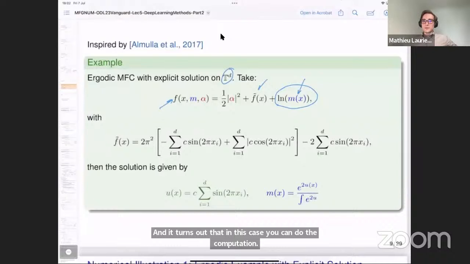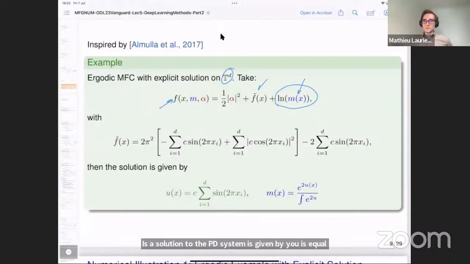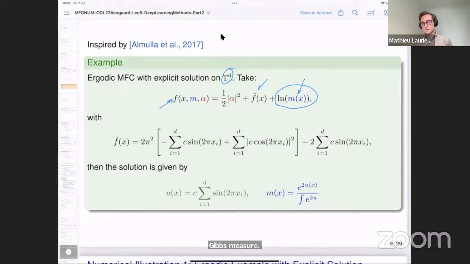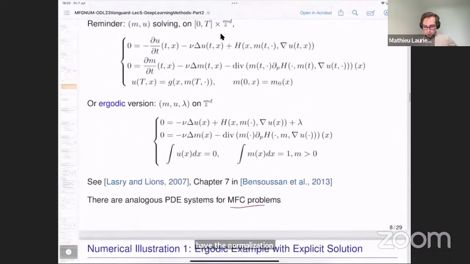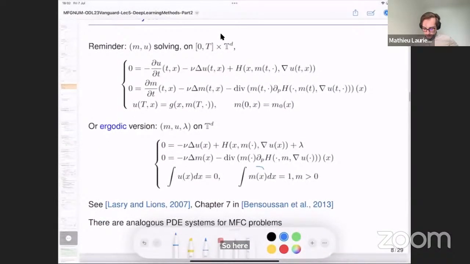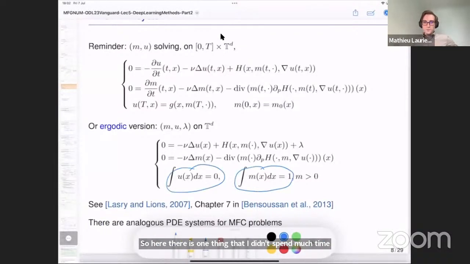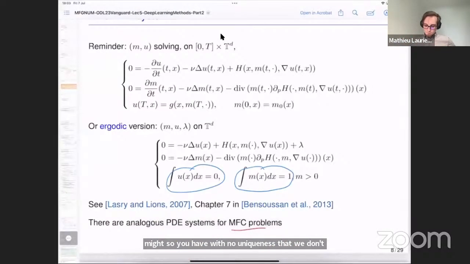The solution to the PDE system is given by u equal to the sum of sines, and m equal to basically a Gibbs measure, so exponential of 2u divided by what you need for the normalization. So there is one thing that I didn't spend much time on: there is a normalization constant here for m and for u, because, for example, u is involved only through its derivatives. If you don't put any normalization, then if you find one solution, you'll find infinitely many, because you can shift by a constant and it's still a solution to the PDE system, right? So that's why we need some normalization condition in order to have uniqueness of the solution. Otherwise, we don't really know what we are computing, and the neural network might be just oscillating between different solutions.